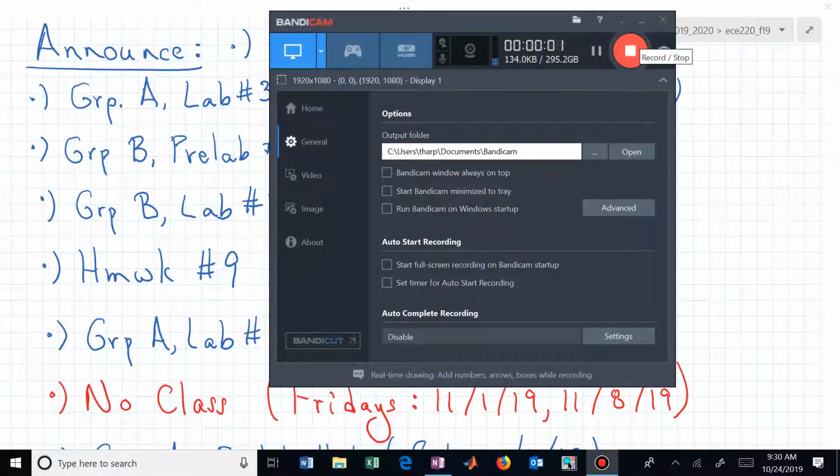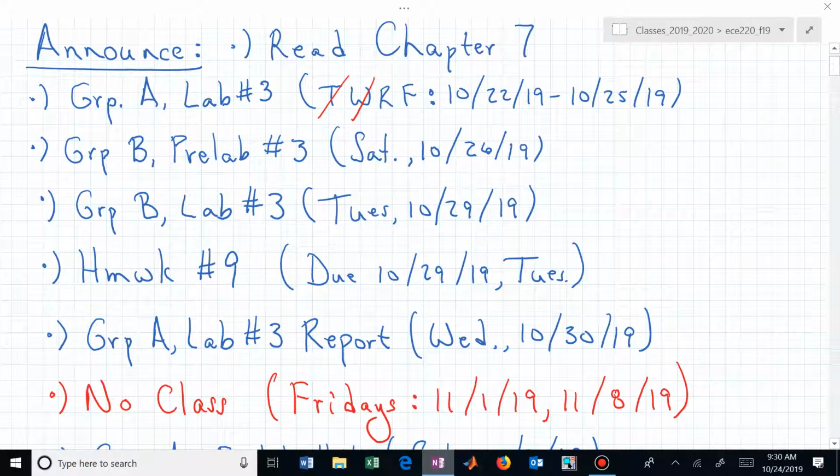Welcome back to ECE 220. We are using differential equations in the application area of electric circuits. That's Chapter 7, and we're starting at the beginning, which is first order differential equations, RL and RC circuits. You need to be reading up on that.